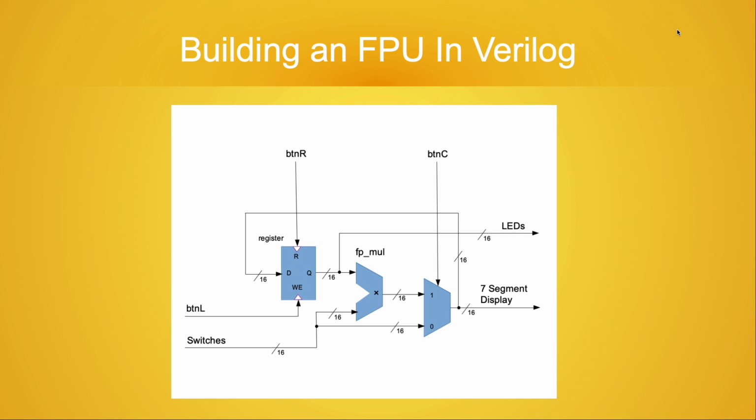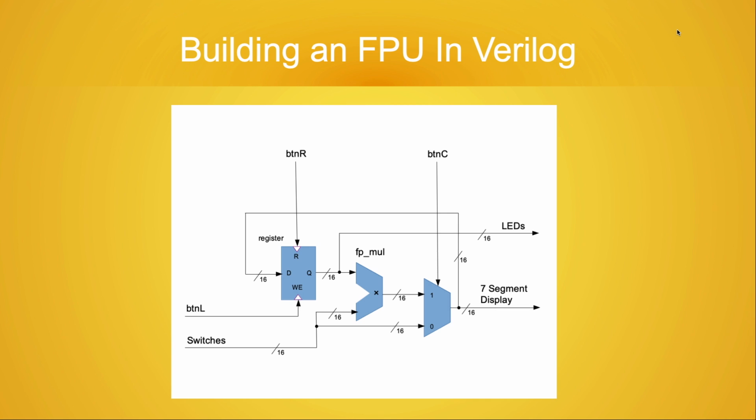You can also see that the switches are routed to a 2-to-1 mux. This mux controls what value is displayed on the 4-digit 7-segment display. By default, the hexadecimal value shown in the display comes from the 16 switches. This helps me ensure that the number I've entered on the switches is the value I intended to enter.